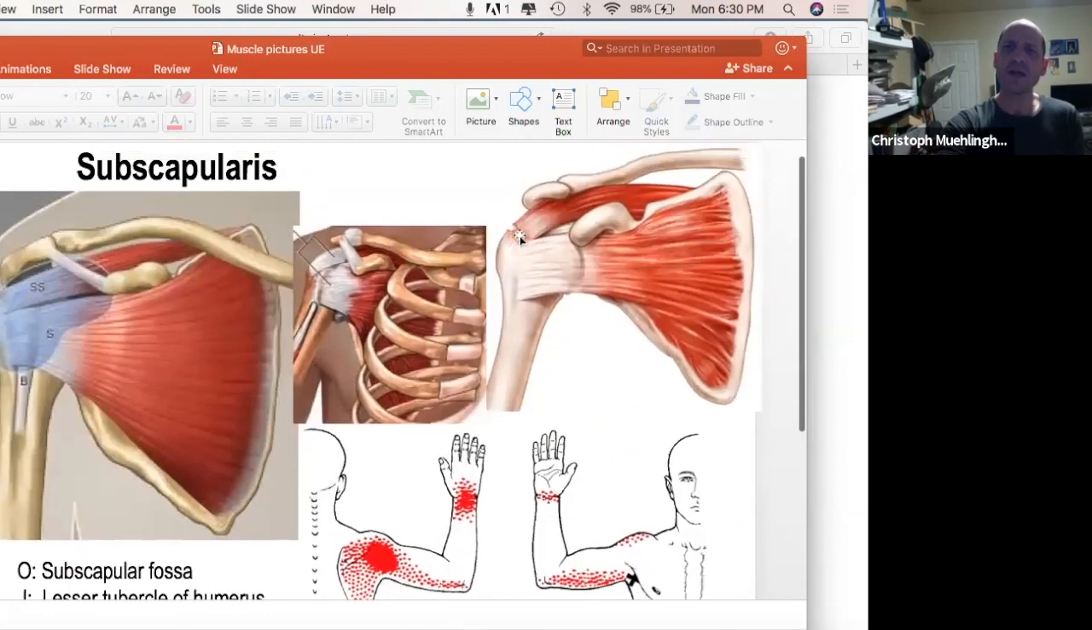See this right here? That is a cut here. See that cut? That is the place where the supraspinatus often gets torn. And that's what they call a rotator cuff injury. Have you heard of that before?